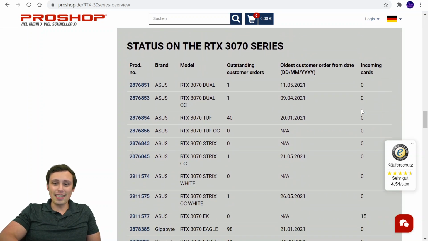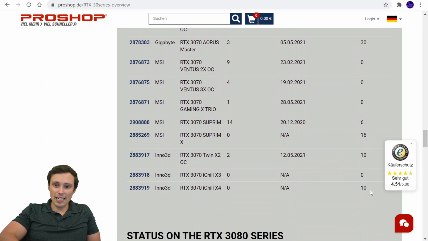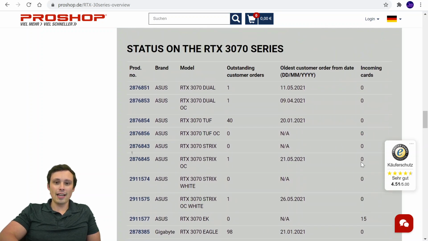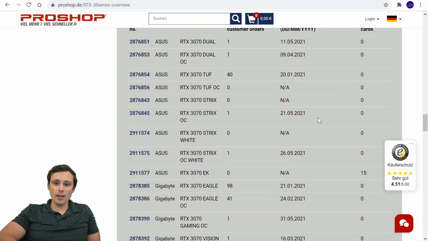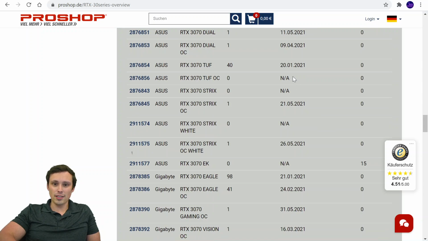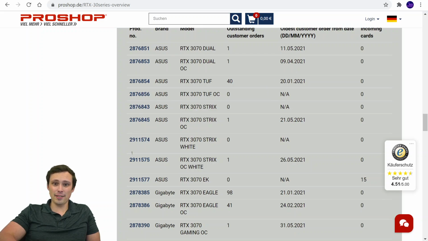All right, the 3070 series. First of all, there actually are some incoming cards, and I don't want to spend forever on all of this, but you can, again, take a look at outstanding orders. I'm interested in how far back our orders go. We've got some going back to May, some going back to April. No incoming cards on those models. We've got the 3070 Tufs, which, if I remember correctly, are one of the ones closest to MSRP. Notice that we've got orders going all the way back to January. Yeah, not great.